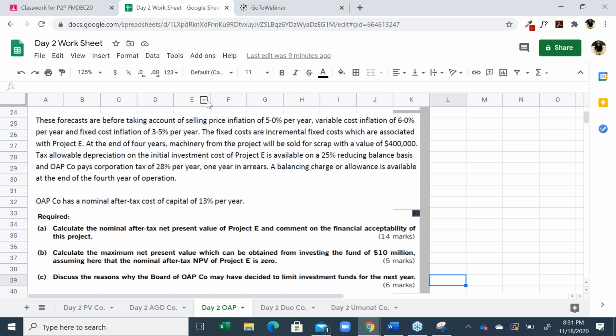So I will try to cover as many questions as possible today. Without wasting any time, let's start our question of the day. And we are starting with the OAP question.